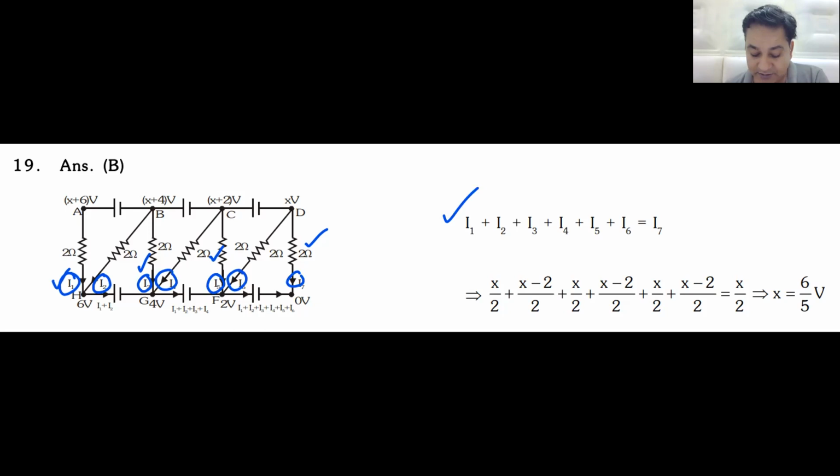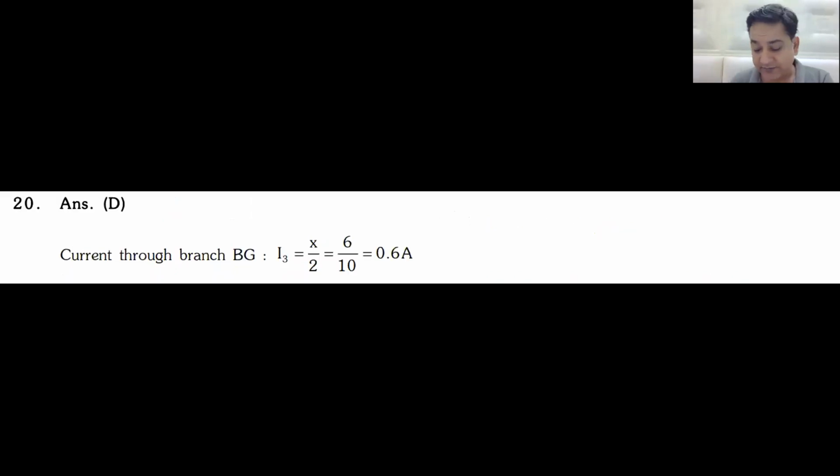To do the second part, once you get the answer for the first part, the second part is pretty simple because once you get the value of x, you can subtract 0 from it. That will be x minus 0 divided by r, that is the resistance, will be the current. Yes or no?